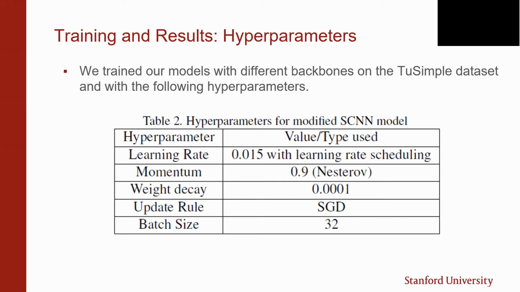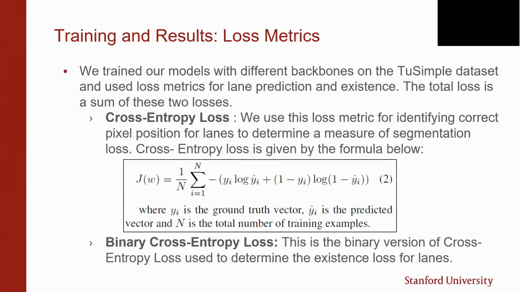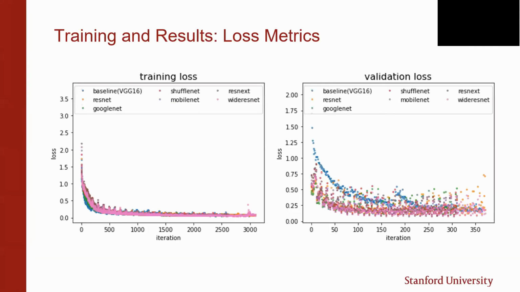So we used an update rule of SGD with Nesterov momentum, and we used 2 different loss metrics: cross entropy loss for identifying the location of the lane, and binary cross entropy loss for identifying the existence of lanes. You can see the training and validation loss curves. The training loss curve is fairly similar for all the models. Also, you can see the validation loss for all our selected models converge faster than the baseline.